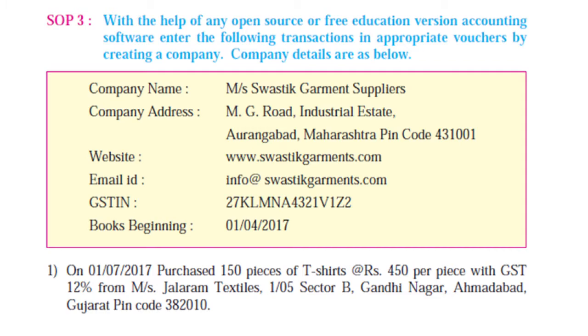There are two transactions given. First is on 1st July 2017. Purchase 150 pieces of t-shirts at the rate of rupees 450 per piece with GST 12% from Messrs. Jalaram Textiles, 1/05 Sector B, Gandhinagar, Ahmedabad, Gujarat, PIN code 382010.